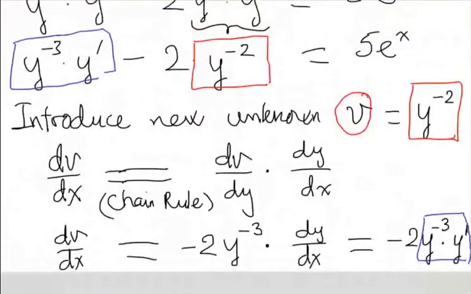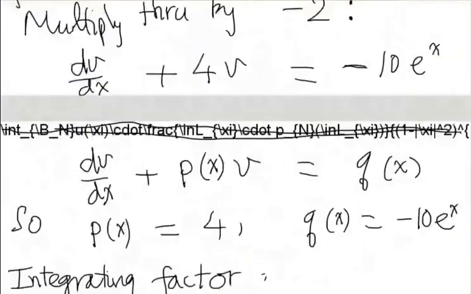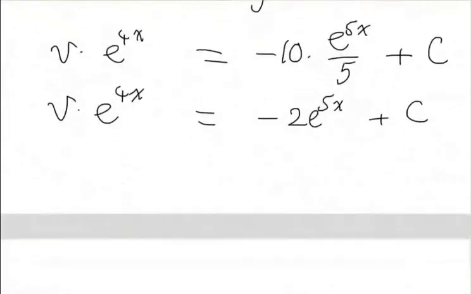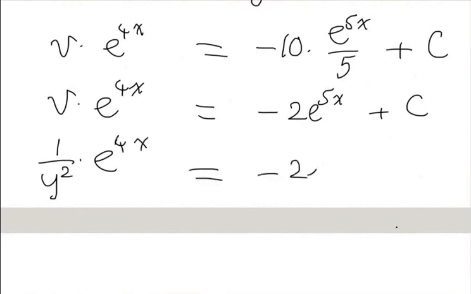But instead of having y, we have v, right? So before continuing, let us replace v by y to the negative 2, because the goal is to solve for y. The v here is y to the negative 2, which means 1 over y squared, times e to the 4x, equals minus 2 e to the 5x plus c.